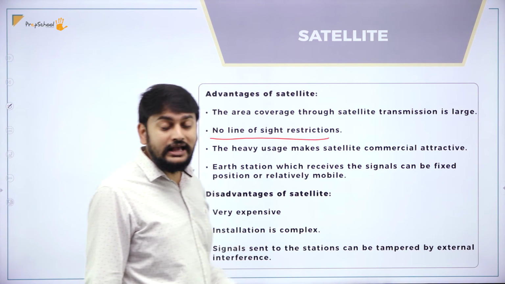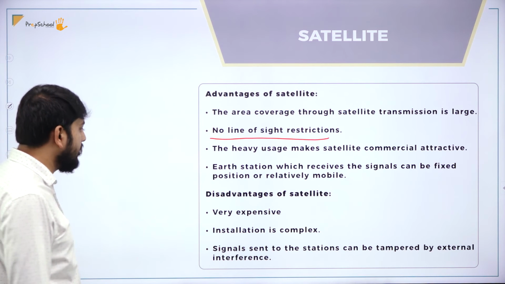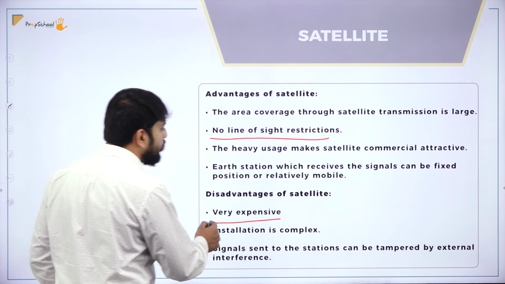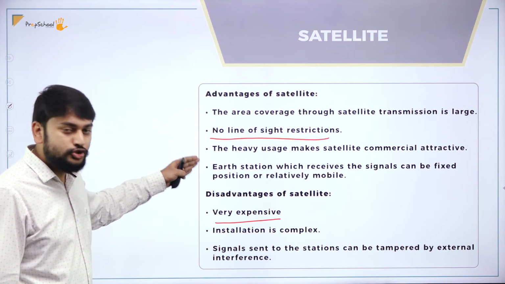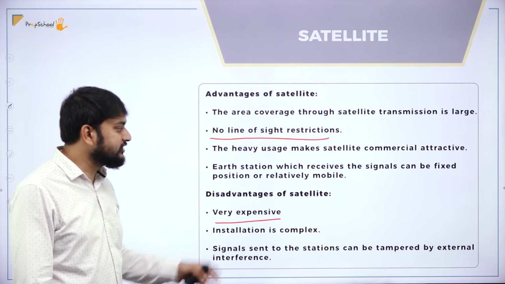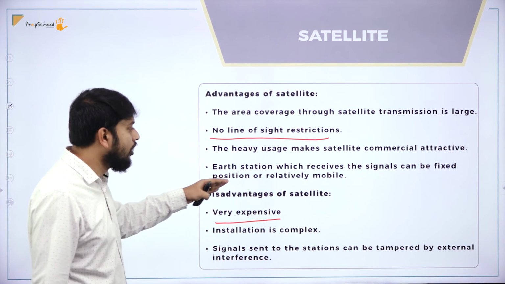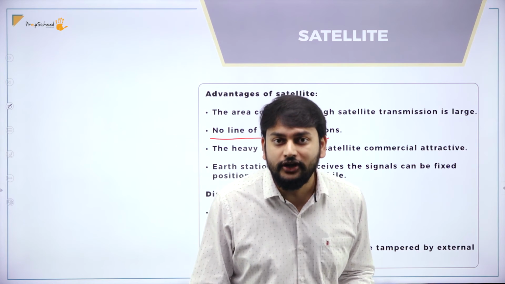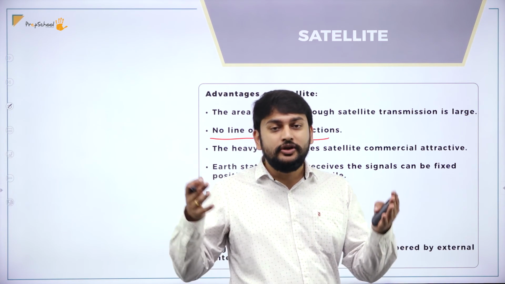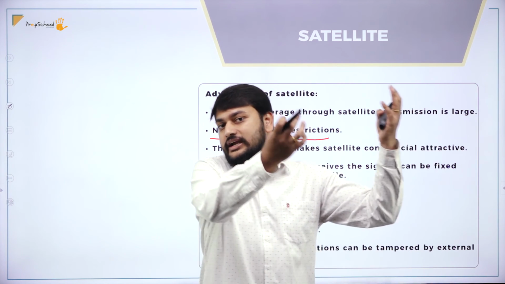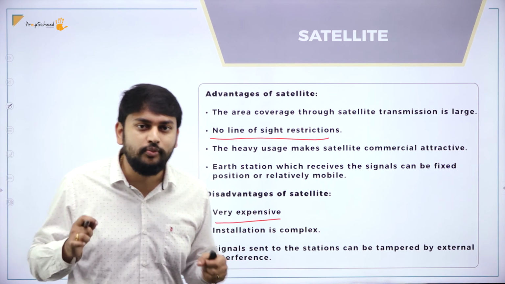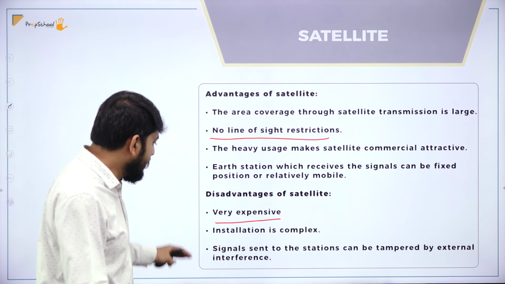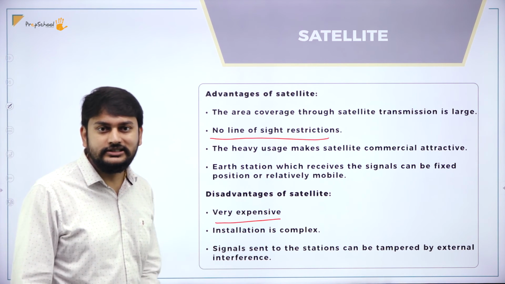All right. The next, disadvantages, everybody knows it. It's very expensive. But before that, I think I missed out on this, sorry for that. The earth station which receives the signals can be in a fixed position or relatively mobile. What is the meaning of it? I don't have to be in one particular place to receive the data from the satellite, which is one more advantage that I have.